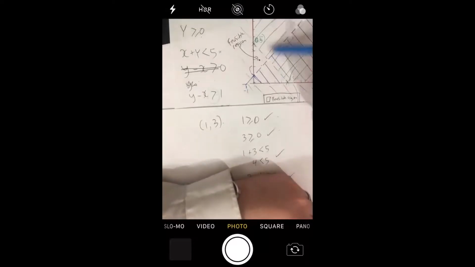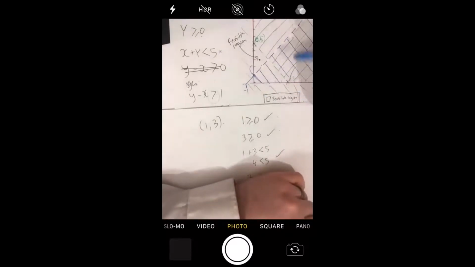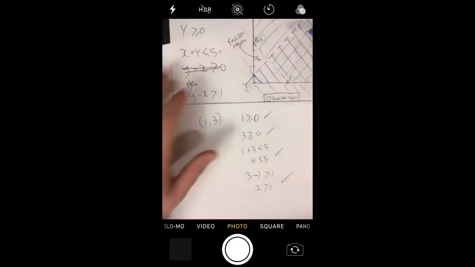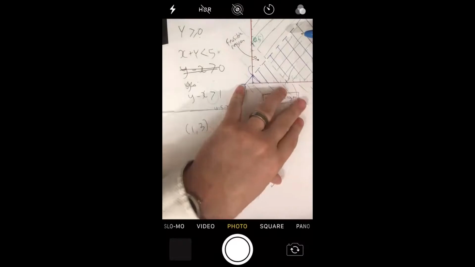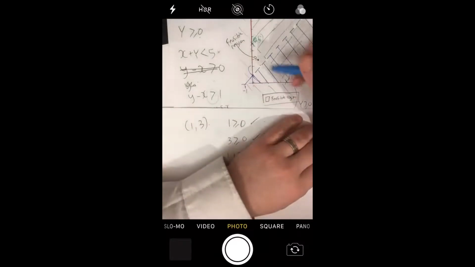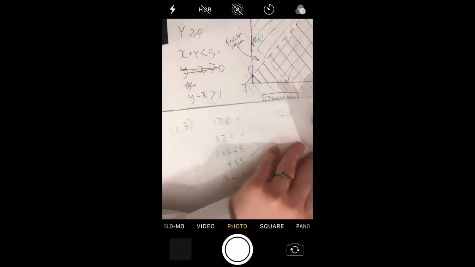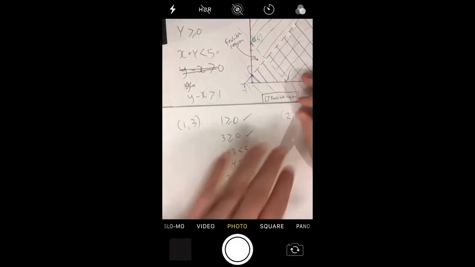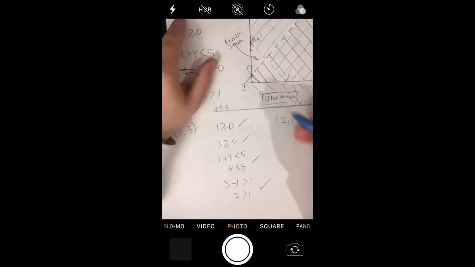All the rest of these regions, whether it be over here or here, will fail one of the conditions. For example, let's take one that fails one. So let's take this point here. Let's take 2, 1. Now you don't have to do this. I'm just trying to show you guys so you can get a full picture of what's going on.